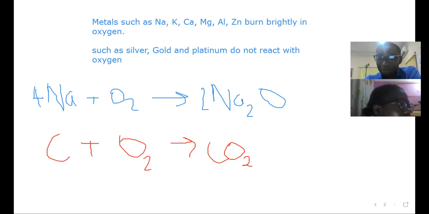Now, this distinguishes oxygen from every other element or compound except one. I must tell you this: there's another compound that does the same thing as oxygen, which is nitrogen 1 oxide. So if you bring a glowing splint to nitrogen 1 oxide, funny enough, it will also rekindle the glowing splint. But how do you distinguish it from oxygen?